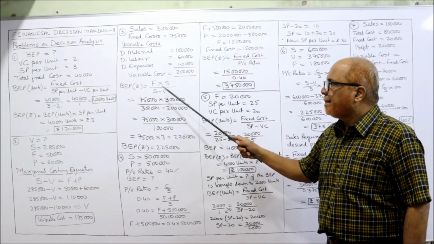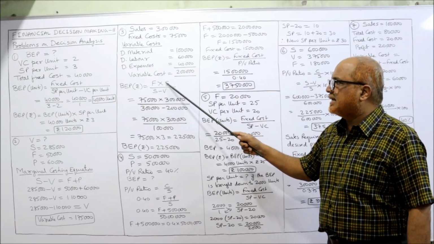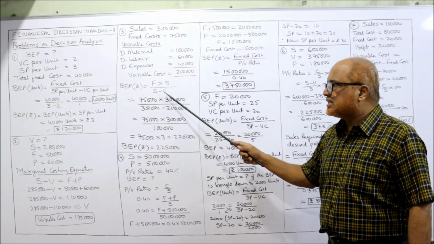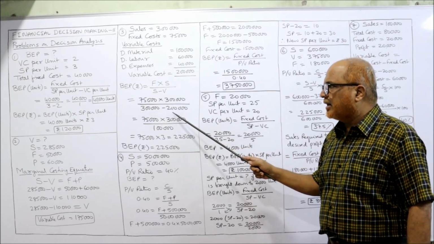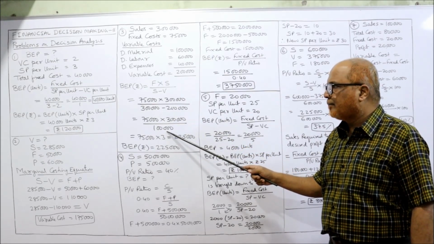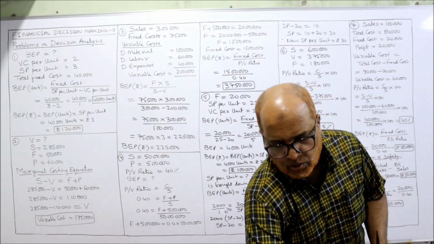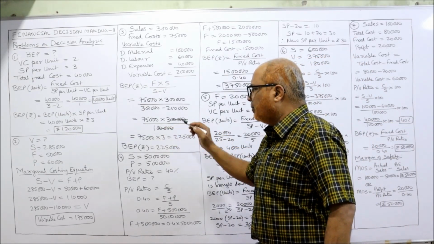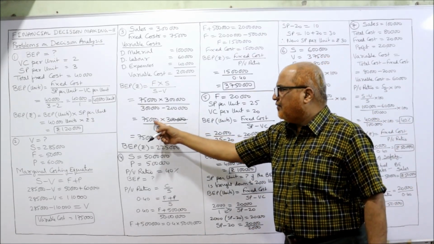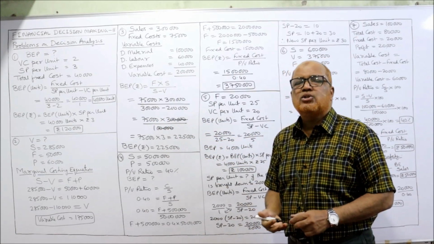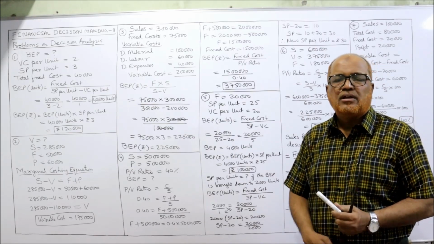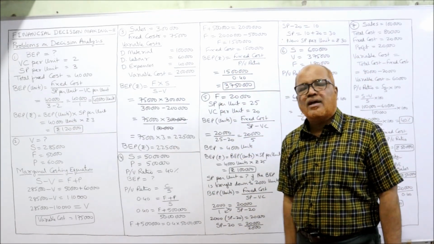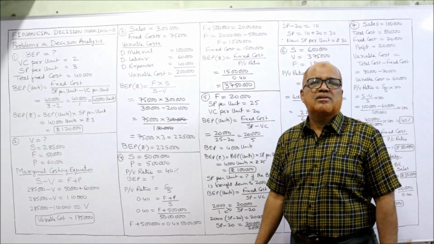All the figures are given. Fixed cost is 75,000, sales are 3 lakh. So 75,000 into 3 lakh divided by sales minus variable cost, 3 lakh minus 2 lakh, which is 1 lakh. If you cancel the 5 zeros in the numerator and 5 zeros in the denominator, then 75,000 into 3 gives you 2,25,000. This 2,25,000 is the BEP in rupees. That's all. 3 problems completed.